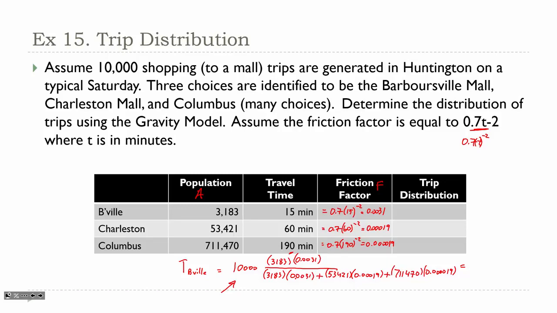We don't need to calculate all of them. Times 10,000. Just multiply, get the 10,000 at the beginning. 29.42. So 2,942 trips are going to go to Barbersville, and then the remaining would be going to Charleston and Columbus, but in the interest of time, we won't calculate each of those. Any questions on this one? Everybody got that?